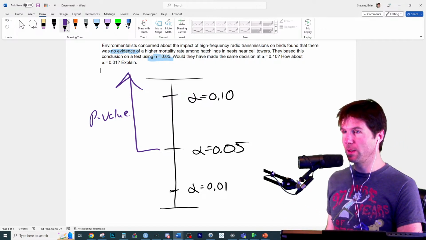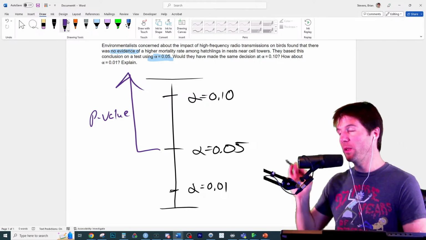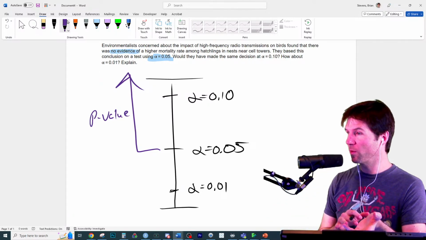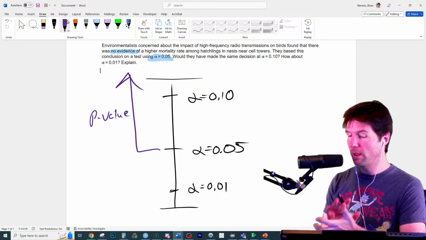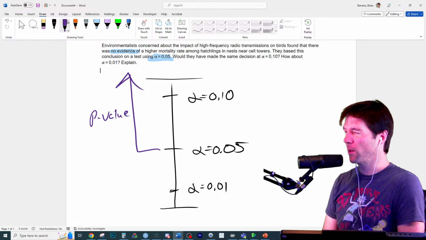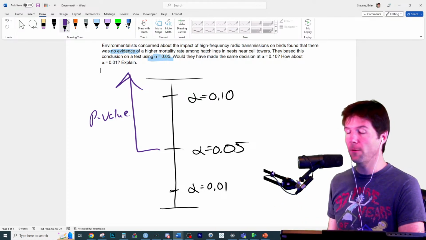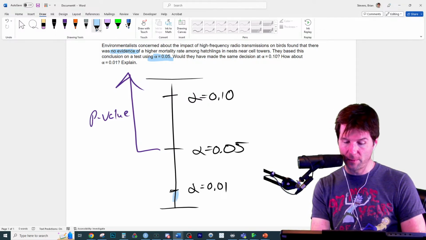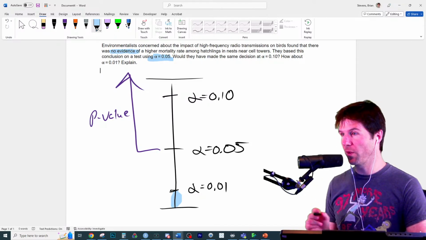So for certain, because there was no evidence, the p-value has to be greater than or equal to alpha, right? When the p-value is high, we let the null fly. When the p-value is low, reject the null. So we know that the p-value has to be at least 0.05 or higher. So what would you do down here at the bottom alpha level?